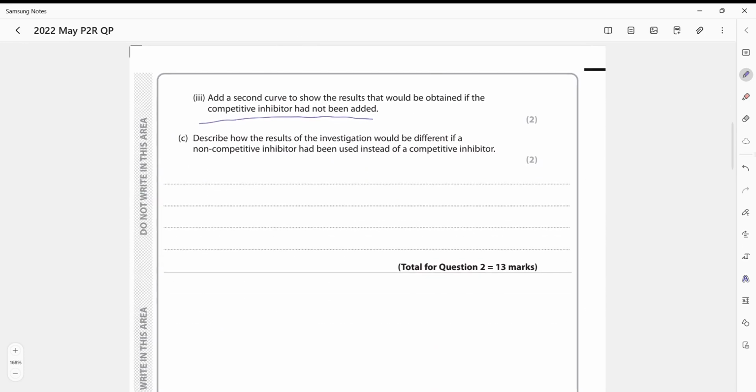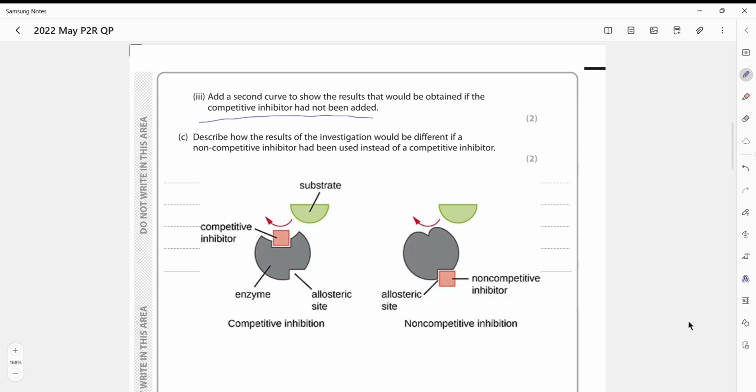Okay, let's move on to part C. Describe how the results of the investigation would be different if a non-competitive inhibitor had been used instead of a competitive inhibitor. I've included a diagram to showcase the difference between the competitive and non-competitive inhibitors. On the left we have the competitive inhibitor, and you can see it is competing for the active site, so it will bind to the active site. Whereas here on the right, we have a non-competitive inhibitor, and it binds to the allosteric site, so not the active site, and that would cause the active site to change shape. So now the substrate can no longer bind to the active site.